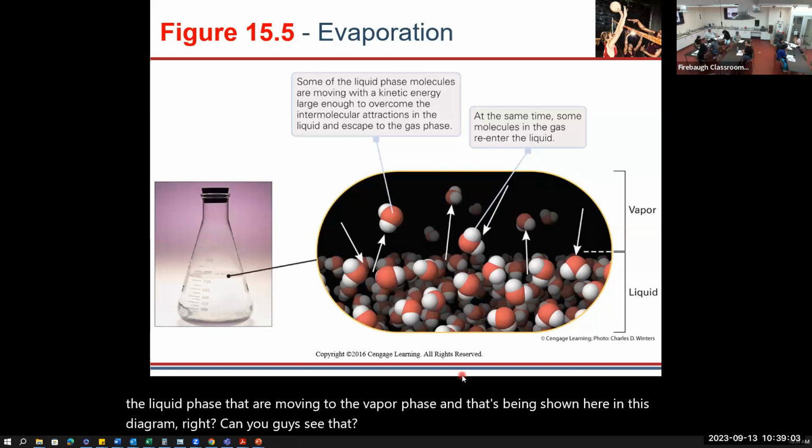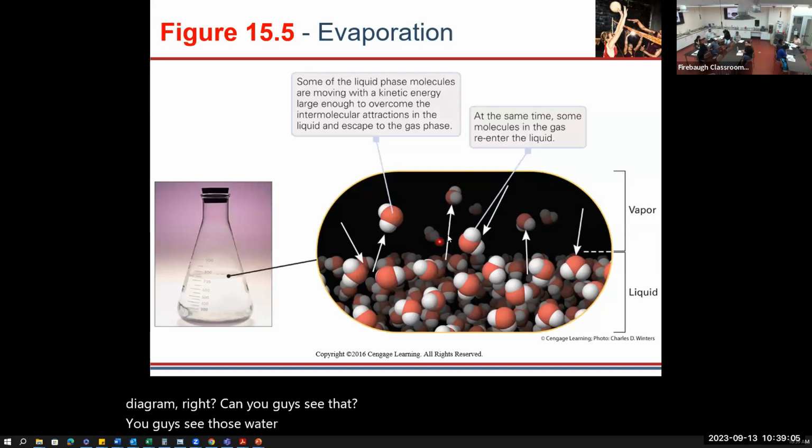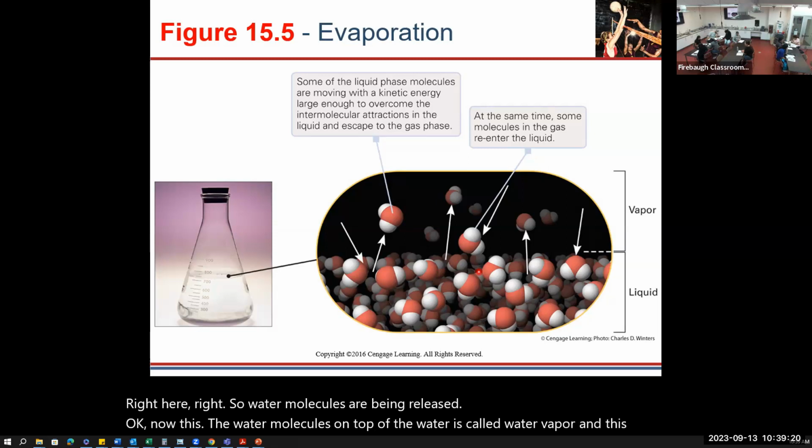You guys see those water molecules shooting up? Let's see. Right here, right? So water molecules are being released. Now, the water molecules on top of the water are called water vapor. And this number is going to be fairly consistent.